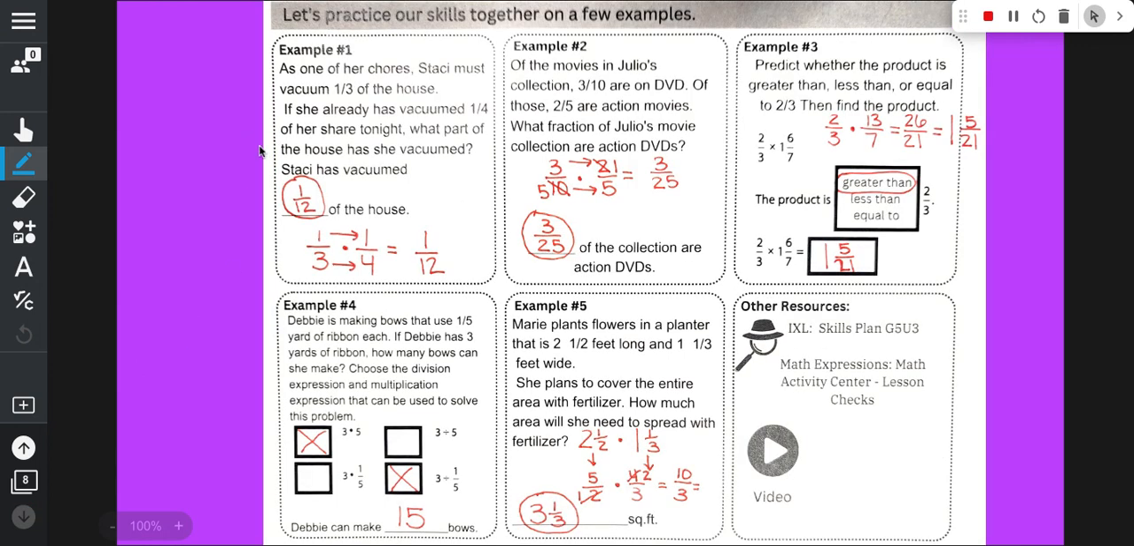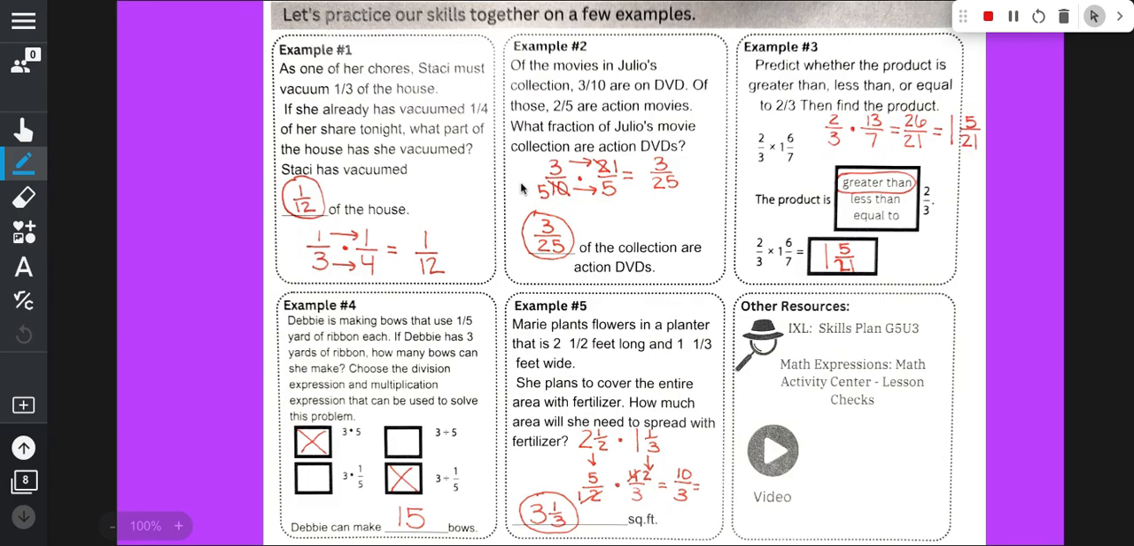All right, welcome back. Number 1, as one of her chores, Stacy must vacuum 1/3 of the house. If she already vacuumed 1/4 of her share tonight, what part of the house has she vacuumed? So we are going to do multiplication on this to find the total amount of the house. So we do 1/3 times the 1/4. We multiply across the top, across the bottom, and we get an answer of 1/12 of the house.